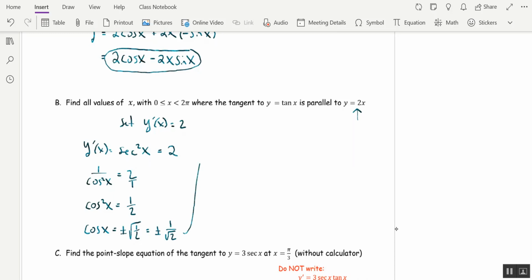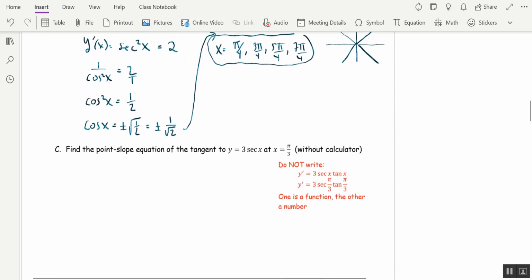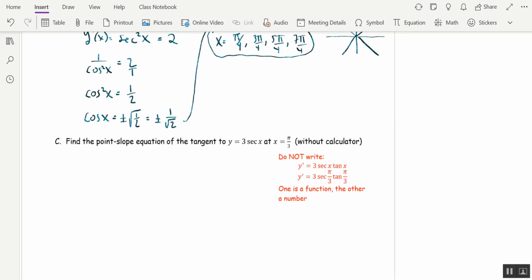All right, let's move up here because I've run out of real estate. Cosine of x will be plus or minus 1 over root 2 at this angle, this angle, this angle, and this angle on a unit circle. And so that's x equals pi over 4, 3 pi over 4, 5 pi over 4, and 7 pi over 4. Okay, why don't you pause the video and try this one yourself? All right, hopefully you did that.